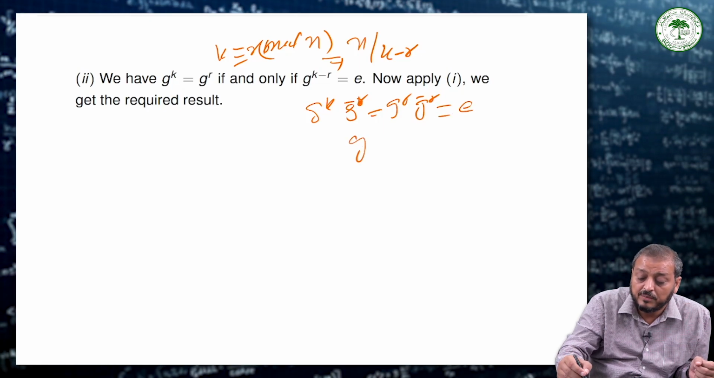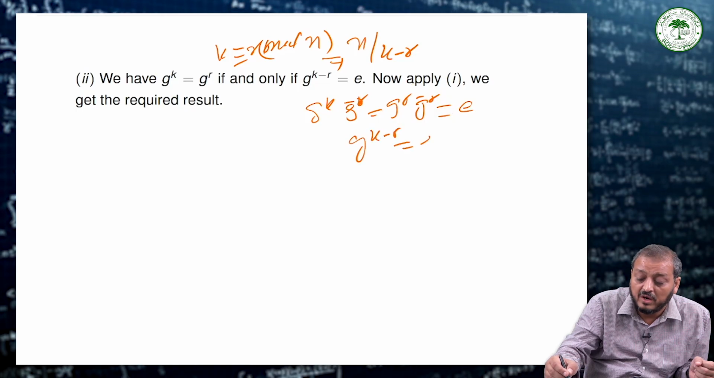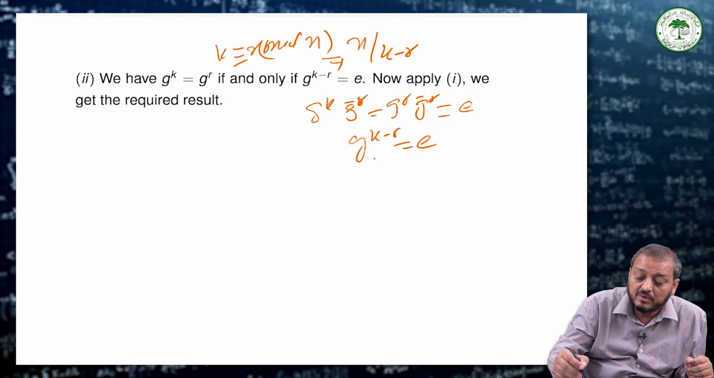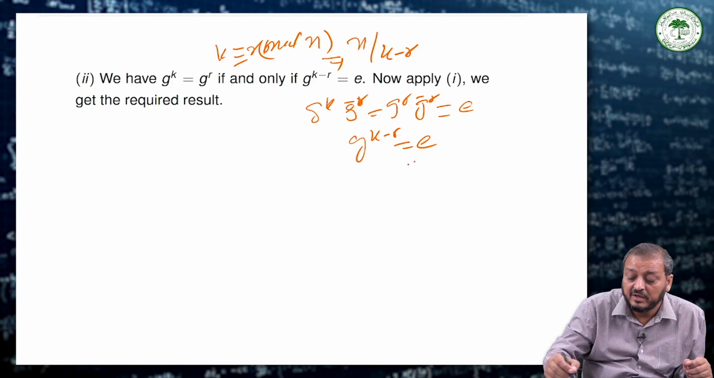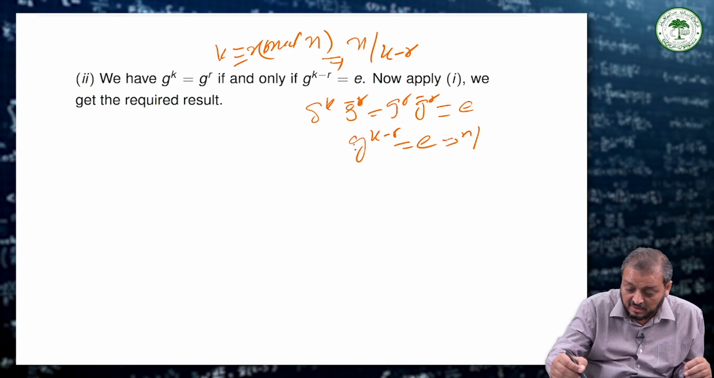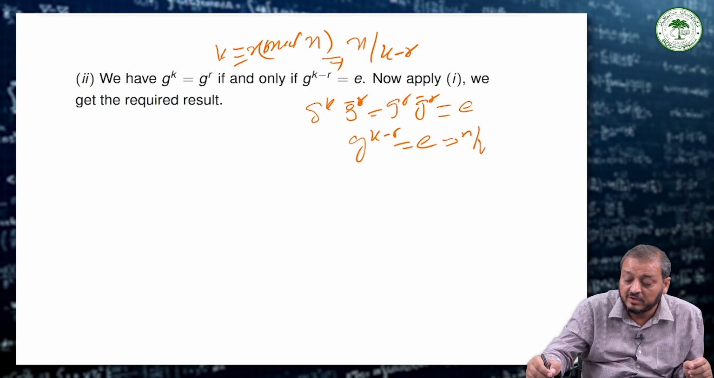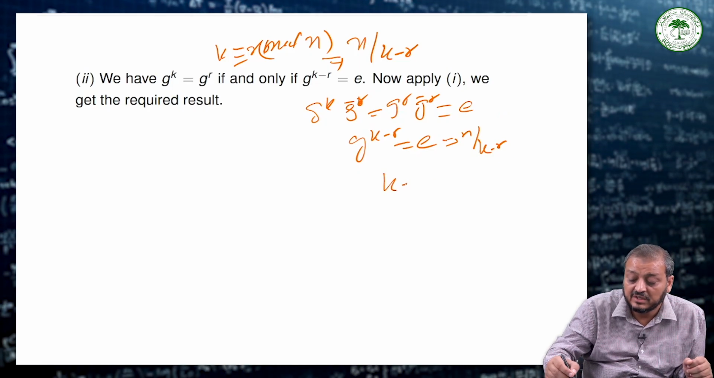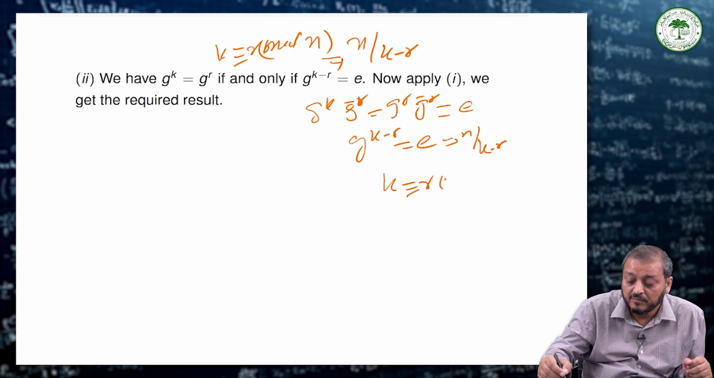So, this means g to the power k minus r is equal to the identity. Part 1 is saying that if g to the power k minus r is equal to identity, then n should divide k minus r. If n divides k minus r, then we can say that k is congruent to r mod n.